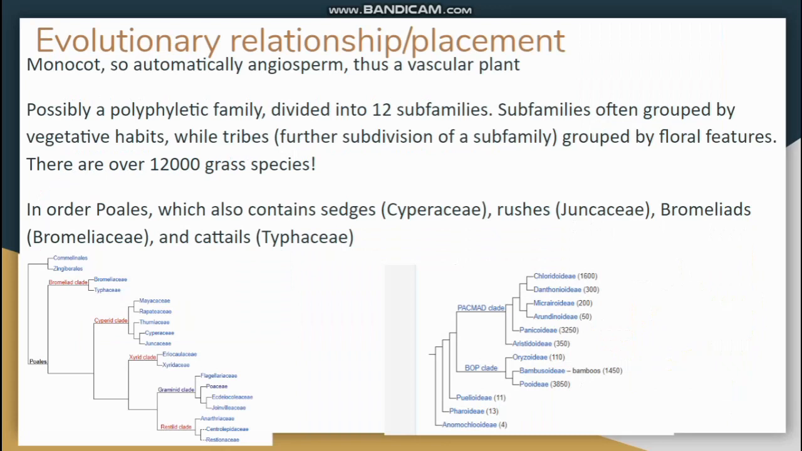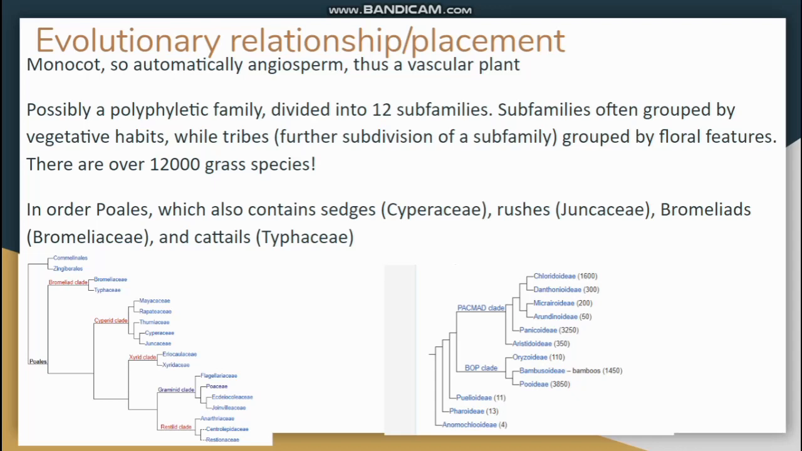So, grasses are monocots, like I said. They're still angiosperms, they're still flowering plants, they're still vascular plants. Now, this may be a polyphyletic family, which again means that the grasses we know today probably didn't all come from a single common ancestor. Although the common ancestors of the different groups of grasses did at one point share a common ancestor, some of the other descendants are now extinct and it's just the grass. Now, they have 12 subfamilies in this group.